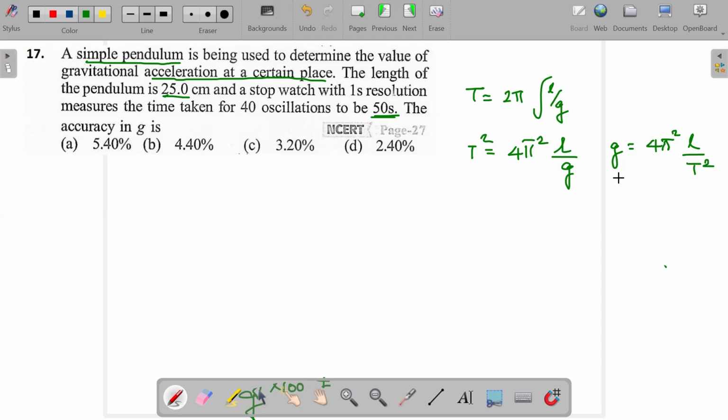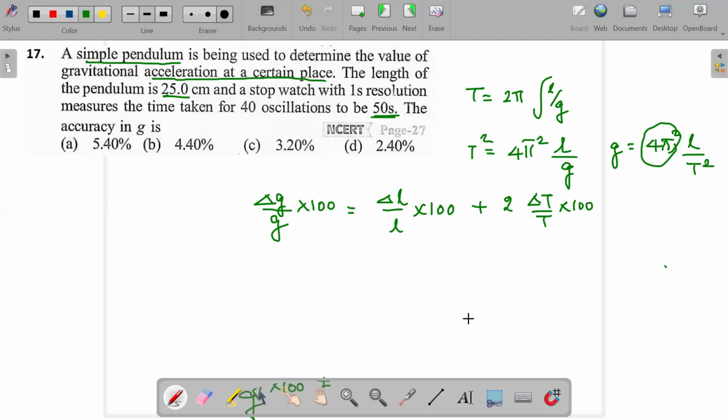Now we are going to calculate the error. Del G by G into 100. This is what they have asked in the question. The accuracy in G in terms of percentage is equal to: 4 pi squared is a constant, you don't need to take it. Length is del L by L into 100 plus 2 into del T by T into 100. Correct?